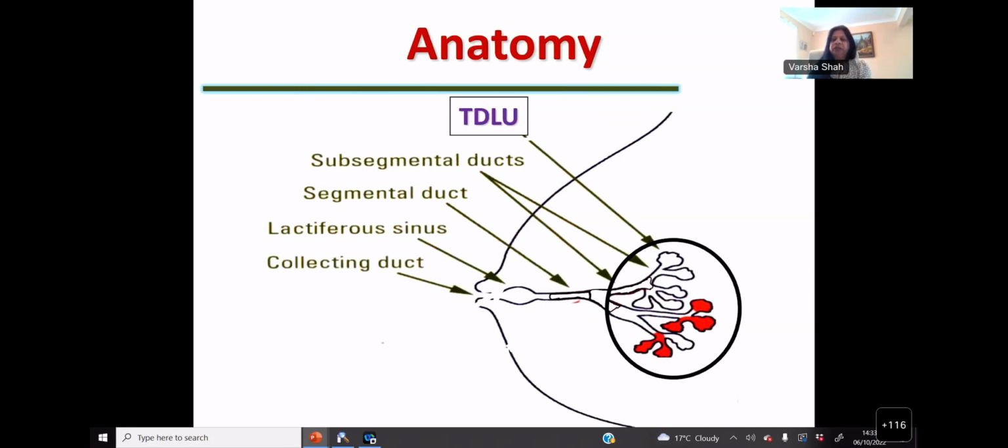Just to briefly reiterate the anatomy and histology which you all learned day before yesterday. So this is the collecting duct here, then lactiferous sinus, segmental duct, subsegmental ducts, and then we have terminal ductulo-lobular units, also called TDLUs. And most of the breast epithelial proliferations arise from TDLUs.